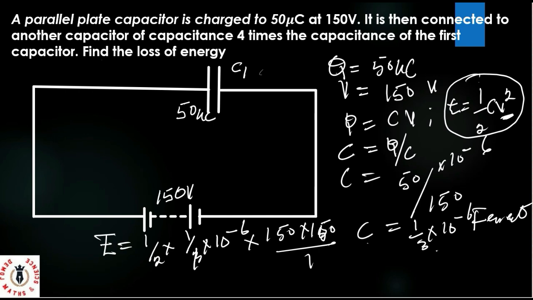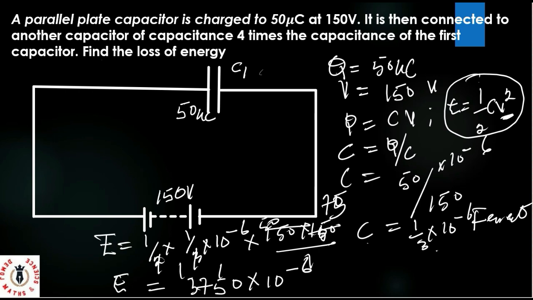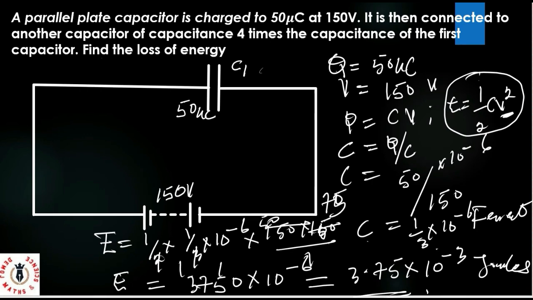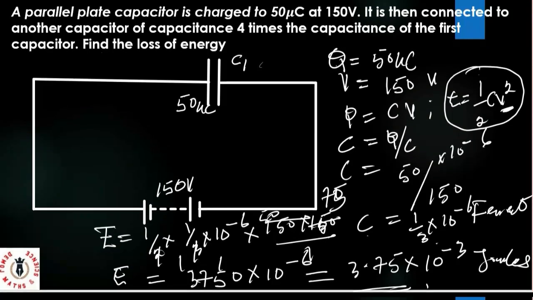Now, 3 here is 1, 3 in 150 should be 15. 2 here is 1, 2 in 150 is 75. So E will be the same thing as 50 times 75, which is the same thing as 3750 times 10 raised to power minus 6. I can easily write this as 3.75 times 10 raised to power minus 3 joules. Energy is measured in joules. Now, this is E, the energy deposited in this circuit.